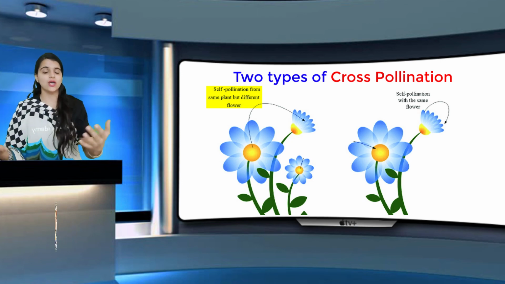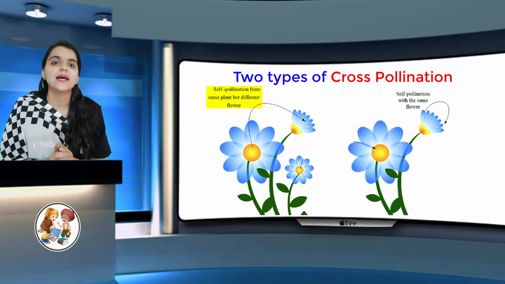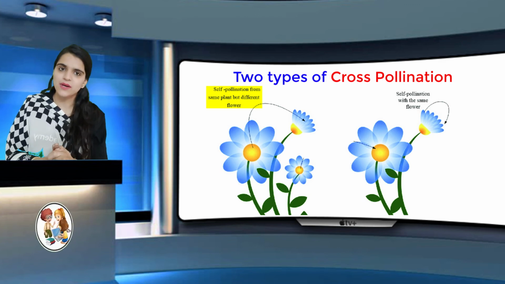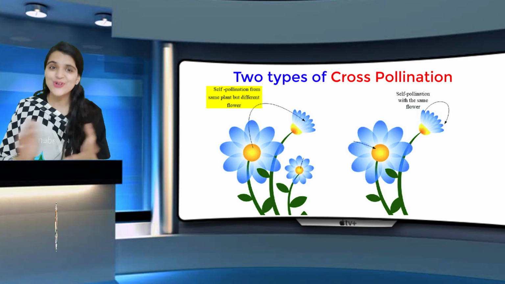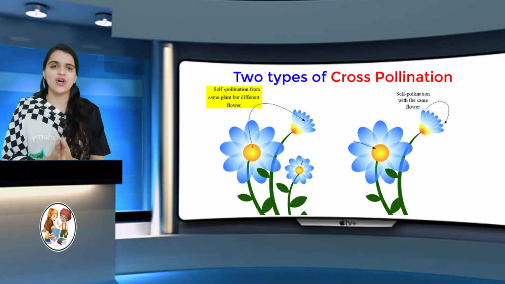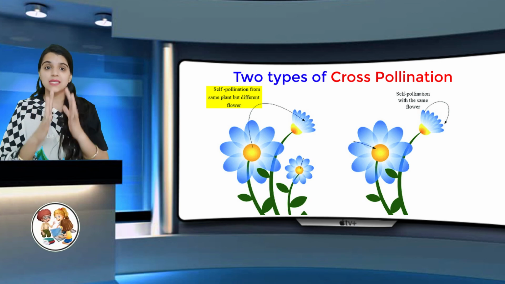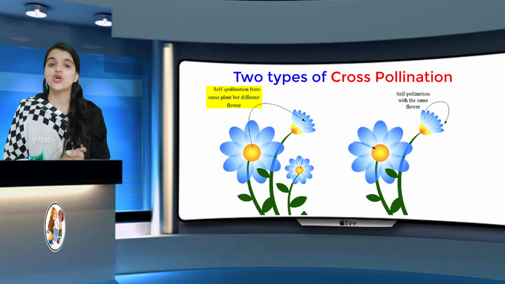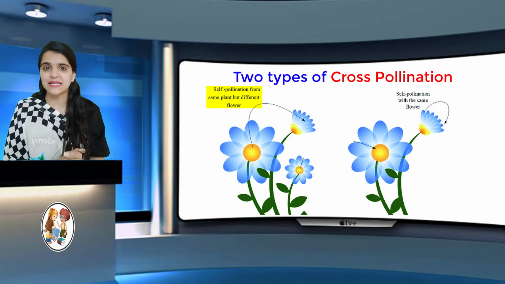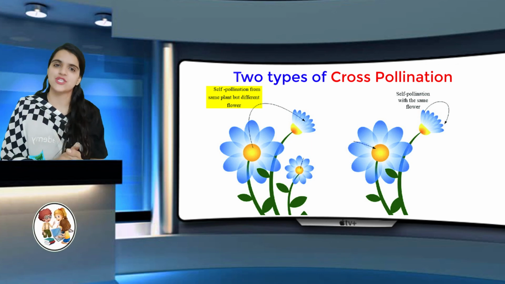Actually, if we talk about the proper curriculum, it is included in some books, whereas it is not included in others. So I am just giving you extra knowledge. What do you mean by geitonogamy and xenogamy? Just have an idea so that you are able to understand the concept in a very elaborate manner.